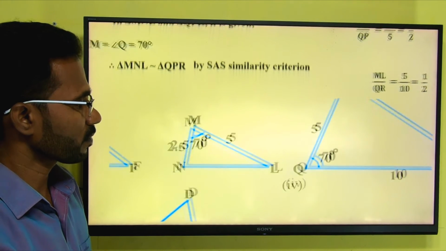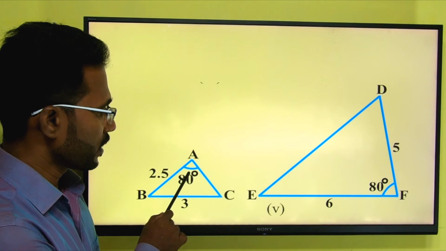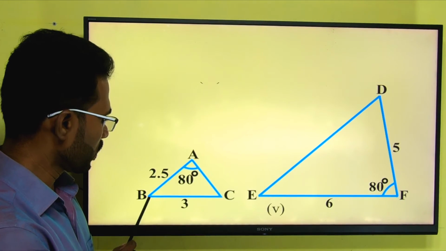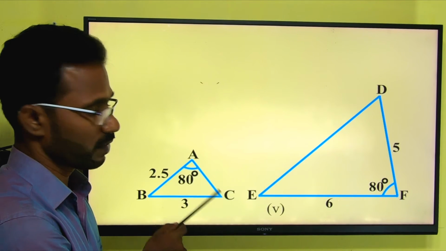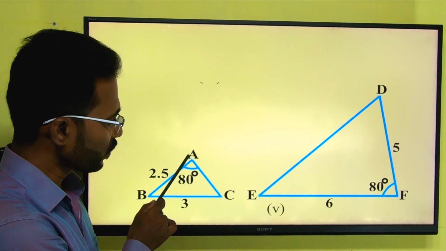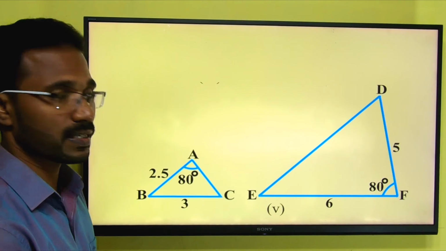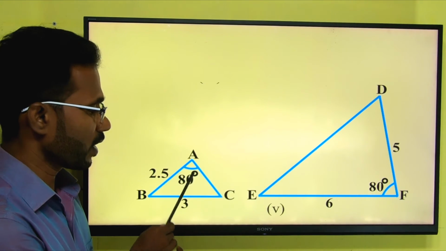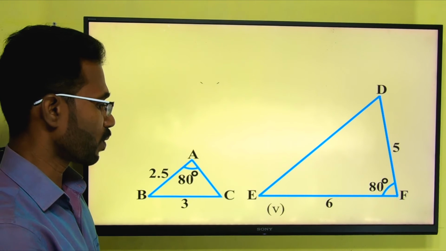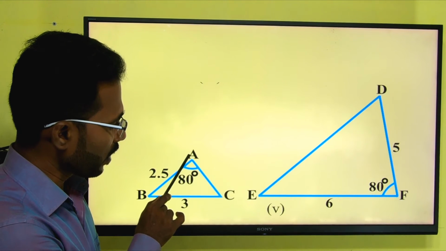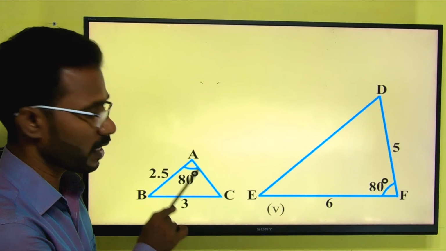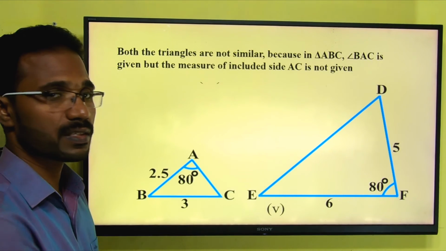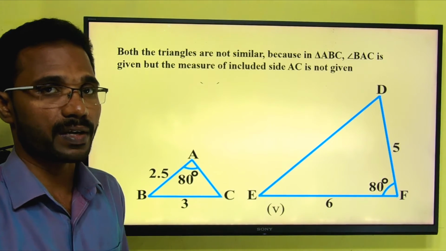The next sum is here. Angle A is 80 degree, angle F is 80 degree. AB is given, but the AC value is not given. Without knowing this, we will not be able to state whether this is a similar triangle. For side angle side proportion, we need the value for this side. The measurement for AC is not given, therefore we can say this is not a similar triangle.